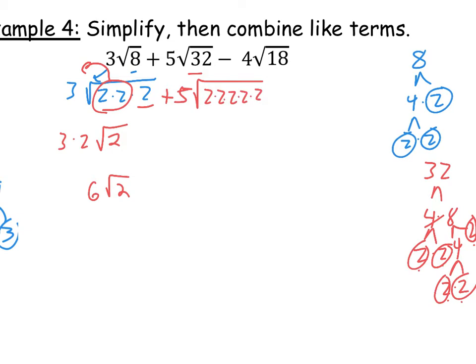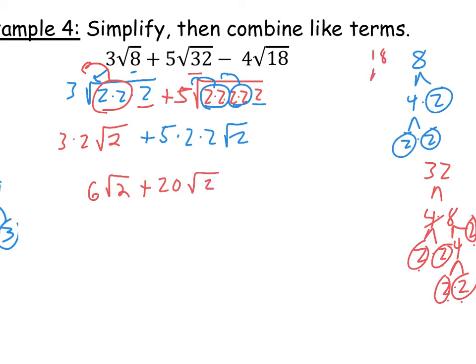And what can we take out of there? Well, 1 pair of 2s, so that's plus 5 times, there's a 2. Another pair of 2s is a root of 2, and this 2 stays in there. 5 times 2 is 10, 10 times 2 is 20. So this is plus 20 square roots of 2.